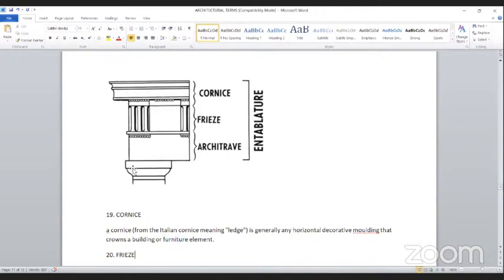This one, above the column, the entablature is there. Out of that, there's a roof of the building, okay? It crowns the building, the last part. Okay?